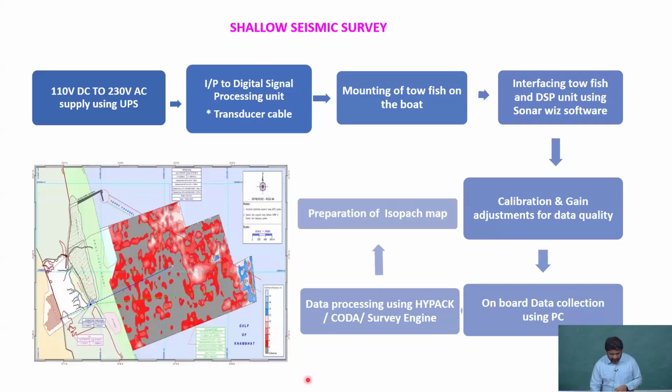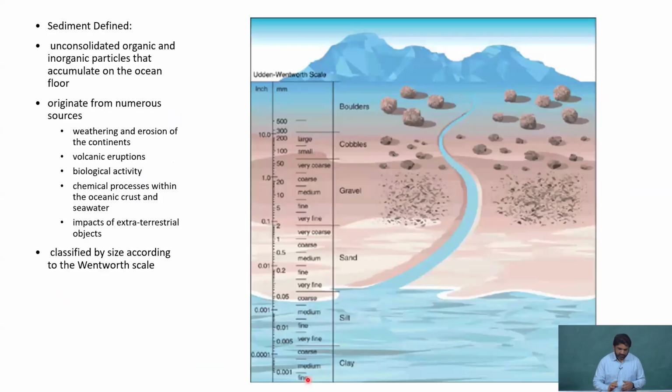So this is a typical shallow seismic. Similarly, your sediment size, I was talking to you about this before, how it is important in your models. These sediments can vary from large boulders to the tiniest of clay. So it might not be uniform, it might be mixed.